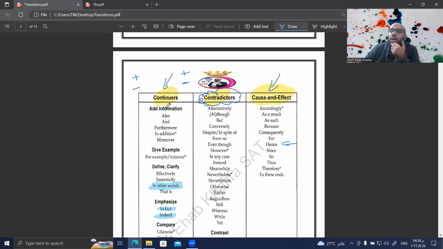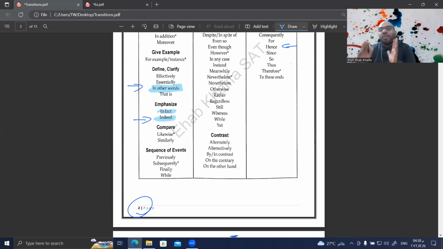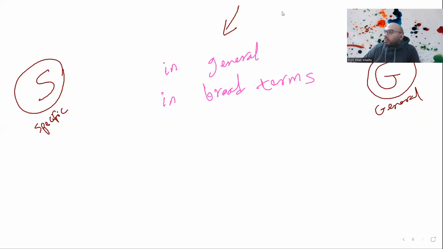What if I ended up with knowing that I need a continuer and I found these two choices, in other words, versus indeed? Who can differentiate between these two? This is a tough question. What is the difference between in other words and in fact or indeed? A very tough question.